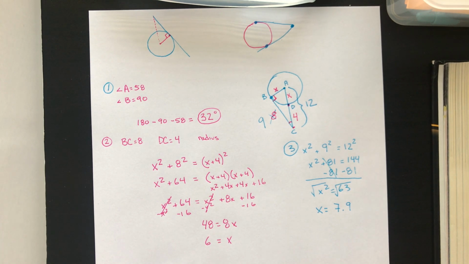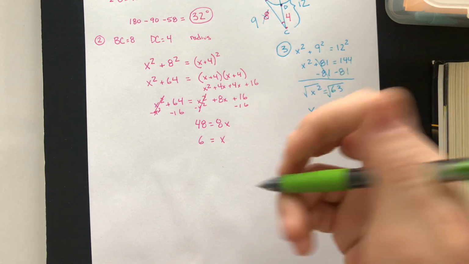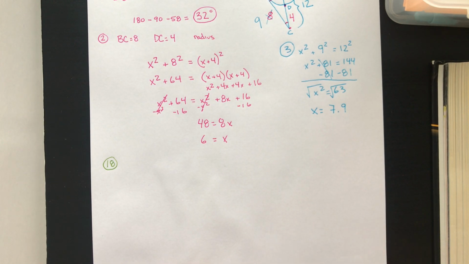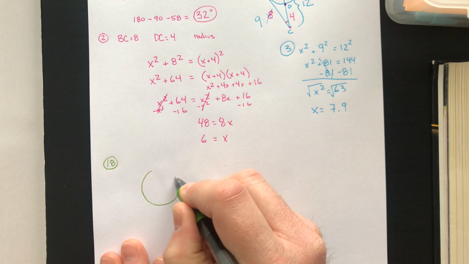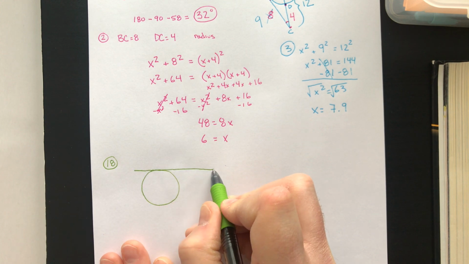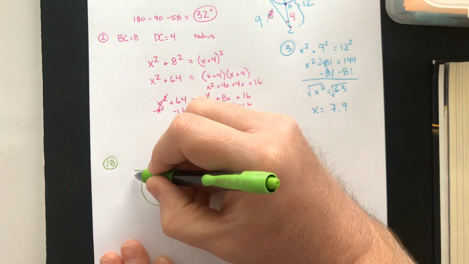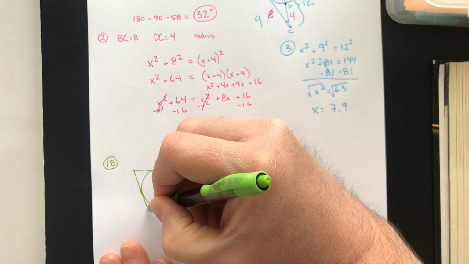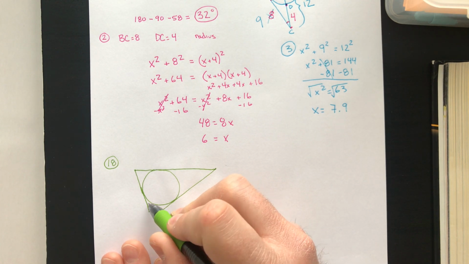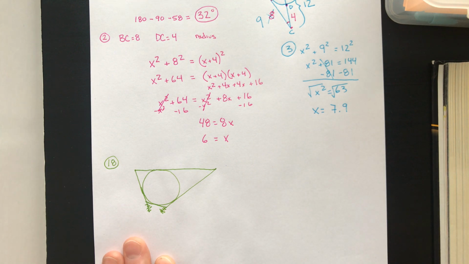Now, I quickly wanted to look at problem number 18. All right. Problem number 18, which is also a homework problem. They give you this circle and they construct these tangents. All right, it's something like that.